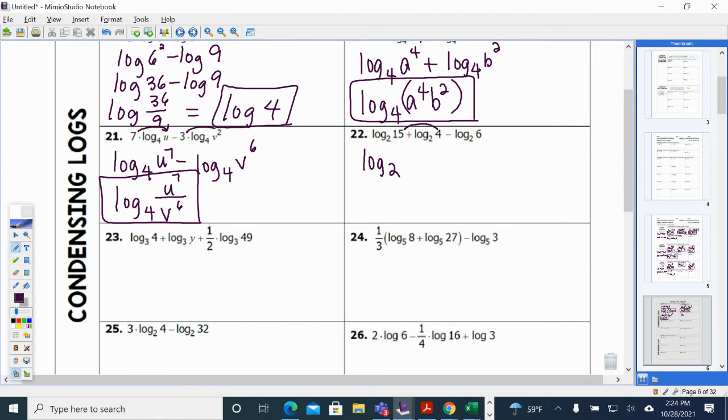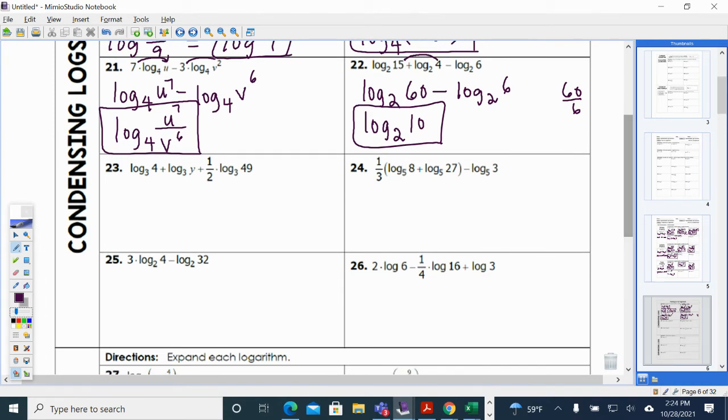So because there's an add, you're going to multiply. 15 times 4 is 60 minus log base 2 of 6. And again, I point out every single one of these has a base of 2, and that's why we can condense them together as 1. Now there's a minus. We're going to divide. Log base 2. What is 60 divided by 6? That's a 10. So we get log base 2 of 10. And again, that one does not reduce easily.